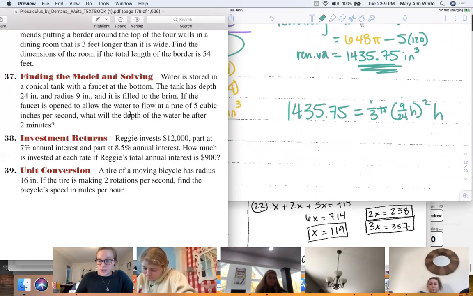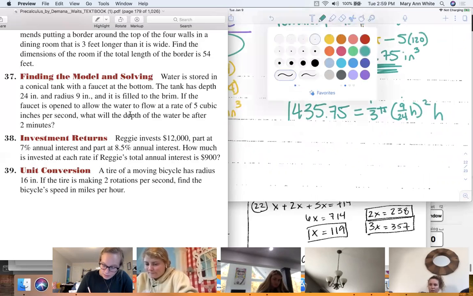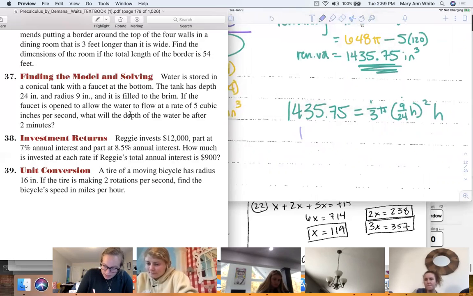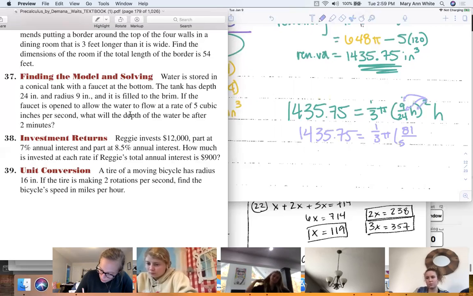And now I'm going to do algebra in order to solve. So I'm going to square what I can, divide what I can, combine what I can, root when I can. All right, the left side hasn't changed yet, but I am going to square everything in here. So I squared the h, I squared the 9, I squared the 24. So I get 81/576 h squared times h.